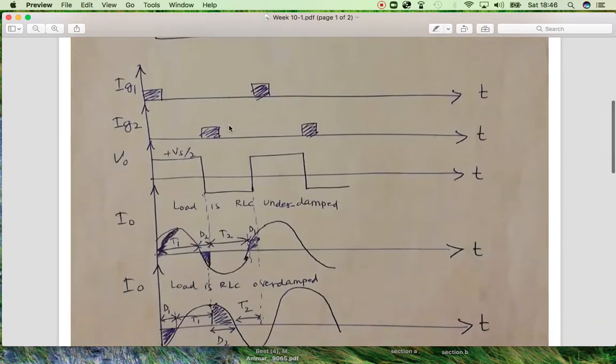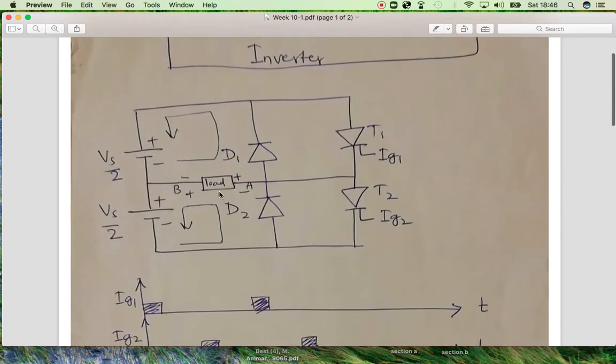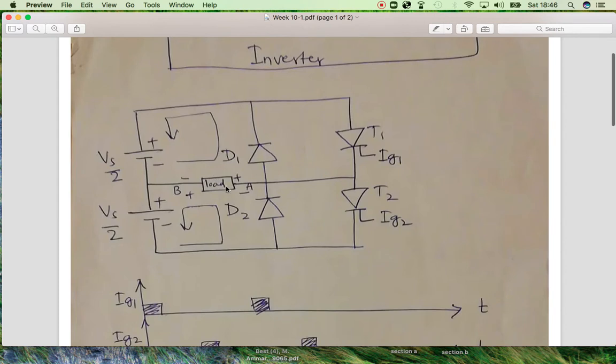So you have to keep in mind that whenever we have a resistive load over here, there is no need for these two diodes. If we have some inductors and capacitors as a part of the load, then we use these two diodes for the flow of damping current.